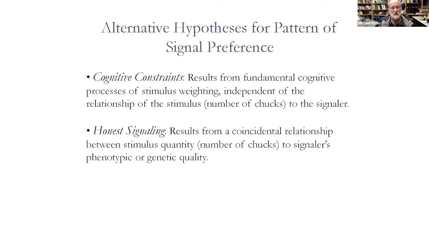It might be that quality doesn't increase linearly, that it increases proportionally. So how do you test these hypotheses? We tested a number of the hypotheses of the honest signaling and rejected them. But with hypotheses of adaptation, you can always think of another reason why the females are doing that. So we thought the way to really get at this is to look at cognitive constraints.